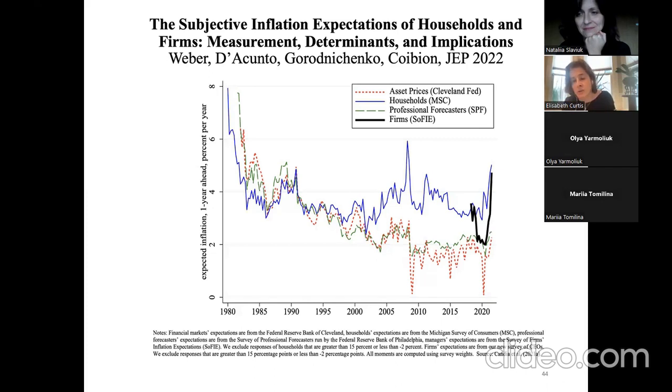The other thing that Horodnichenko adds to this is that we didn't have a good survey of firms until, you can see, around 2018, I believe, is when that first firm forecast was conducted. And that's that solid black line. So the solid black line, prior to COVID, businesses were doing pretty well at predicting, almost in line with professional forecasters. And then look what happened with COVID.